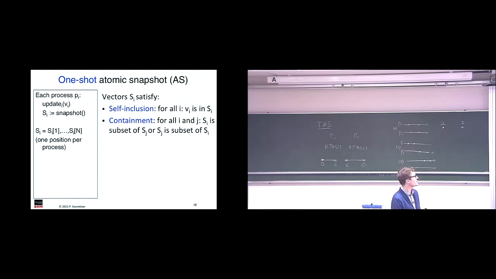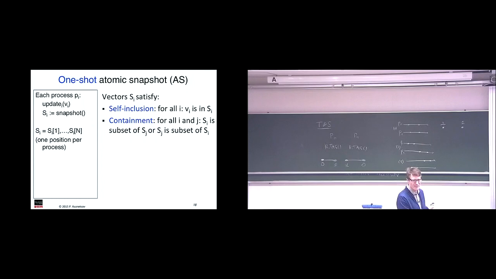You can see it as a vector, one position per process, or you can see it also as a set of values. If you assume that every process has its own unique value to write, and usually this is the case, you have your own unique value, which is sort of colored with your identifier. So when you take a snapshot, you can treat the result as just a set of values, because you know each value, you know which process it comes from. Okay? So this is my very simple algorithm.